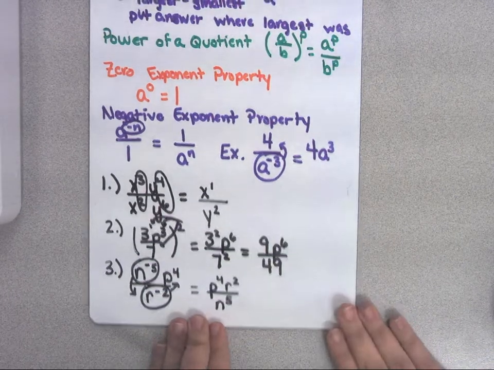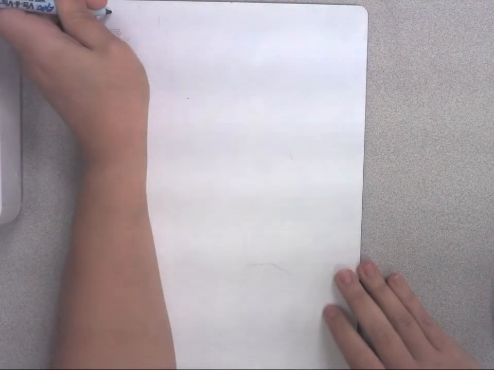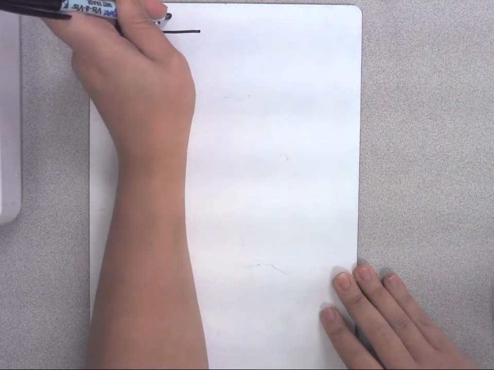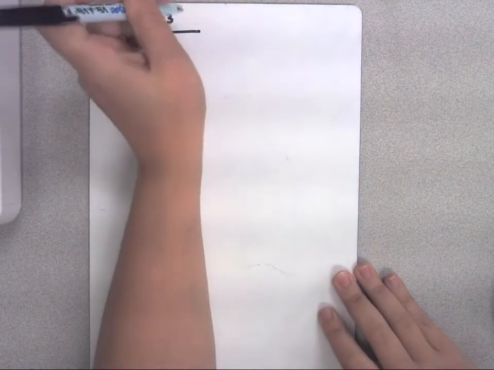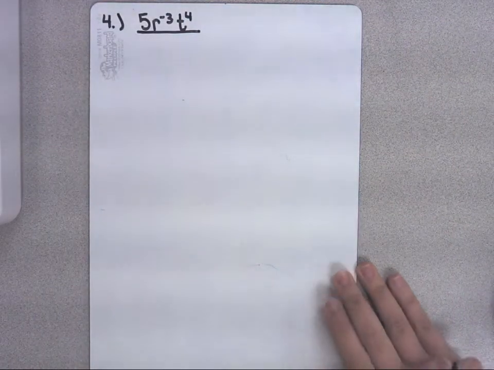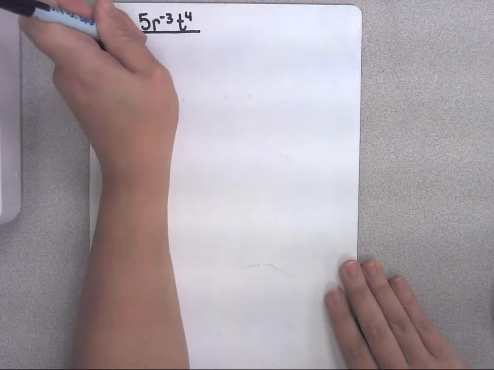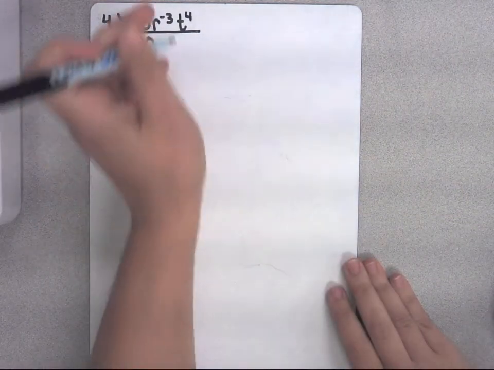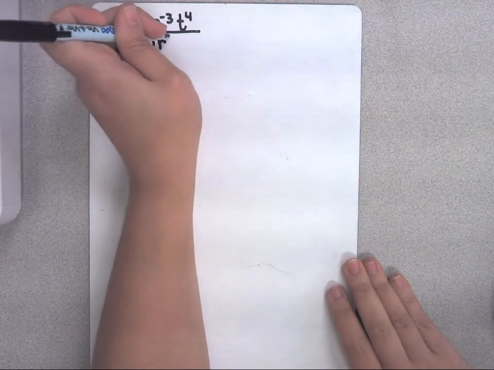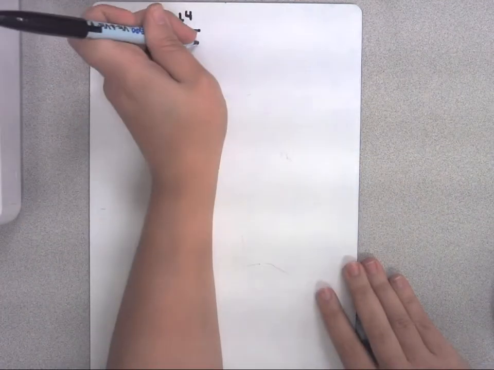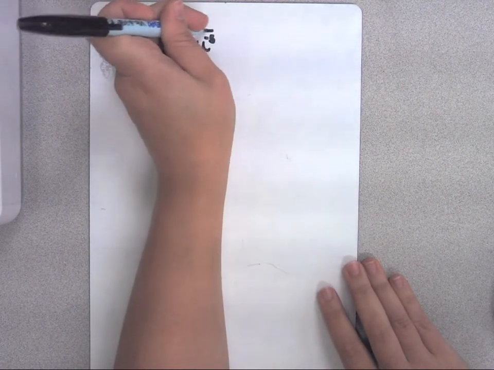I'm going to mix them now. Okay. Fraction. On top, 5 R to the negative 3, T to the 4th. Bottom, negative 20, that's a whole number, remember? R to the 2nd, T to the 7th, U to the negative 5th.